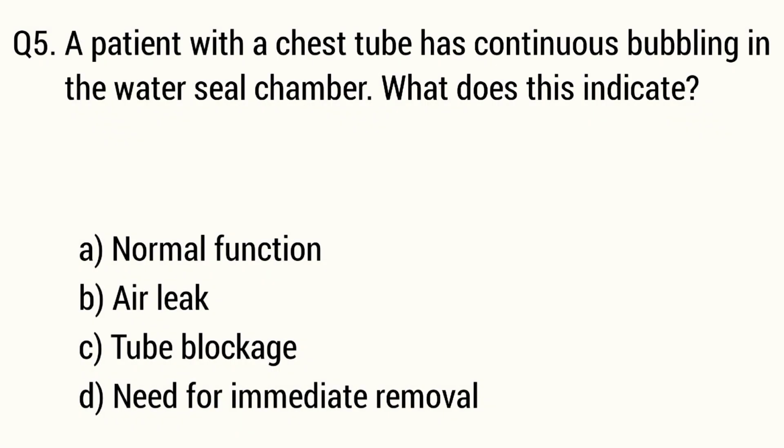Question number 5. A patient with a chest tube has continuous bubbling in the water seal chamber. What does this indicate? The right answer is option B. Air leak.